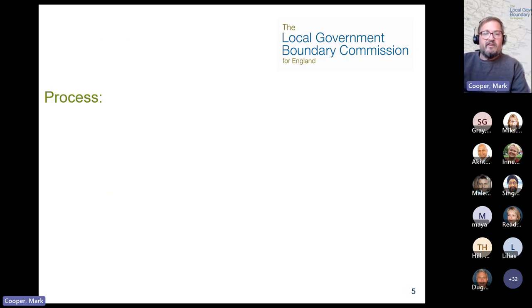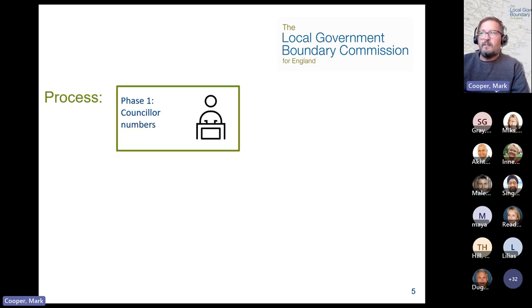So, the process of the review. Our review process is split into four phases. Phase one, which has just been completed, is concerned with councillor numbers. Based on the evidence we received during this first phase, the Commission has decided that Coventry should have 54 councillors, which is the same number that there currently is.